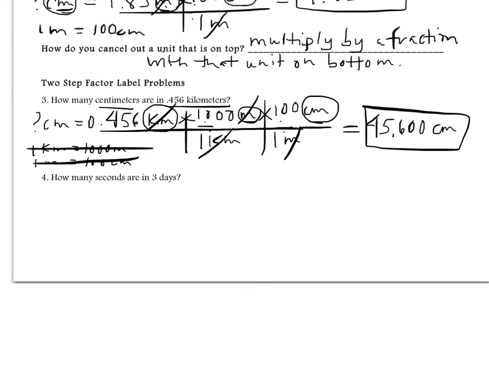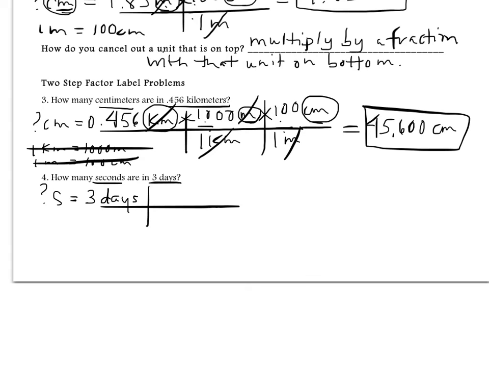Alright, last problem. You better have a calculator, because I'm not going to do the final calculation for you. We'll set it up together. I want to find how many seconds are in 3 days. So, I want to know the number of seconds. I've been given 3 days. I make my picket fence.